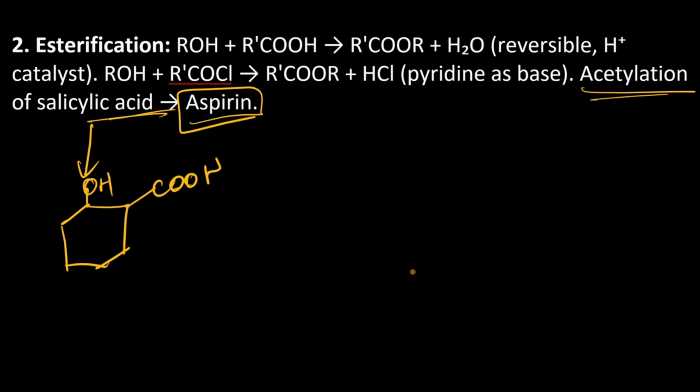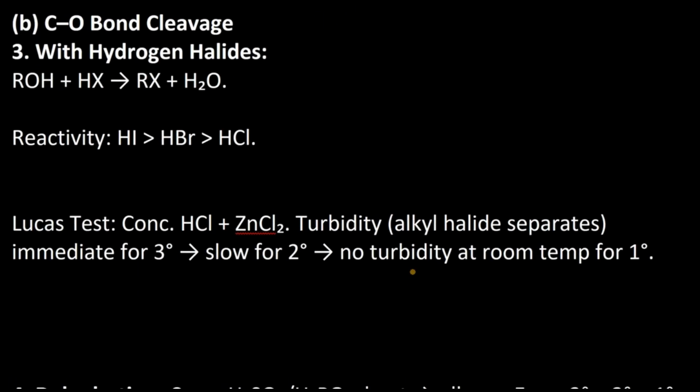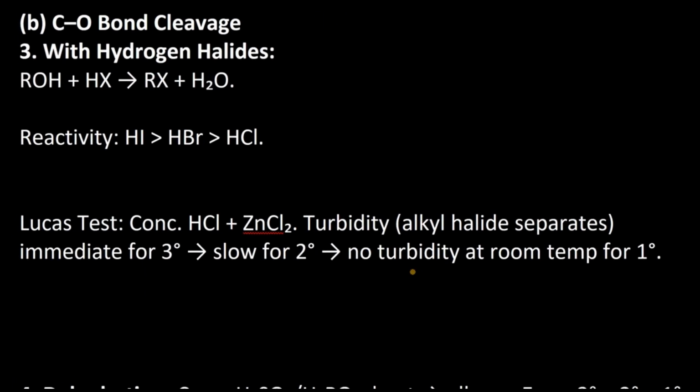Salicylic acid: if you do acetylation to it, it leads to the formation of aspirin. Very important structure, please do take care. And with hydrogen halides, it forms the corresponding alkyl halides. And the Lucas test: the Lucas test uses anhydrous zinc chloride with HCl.